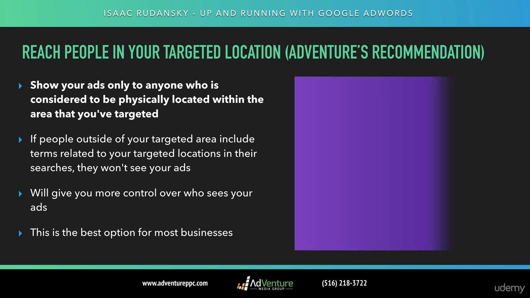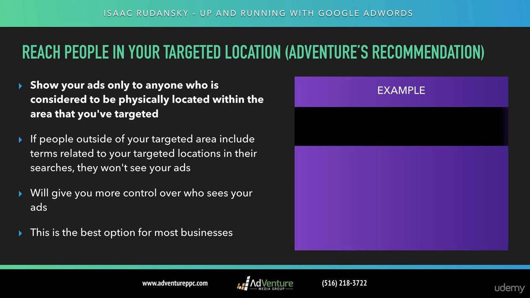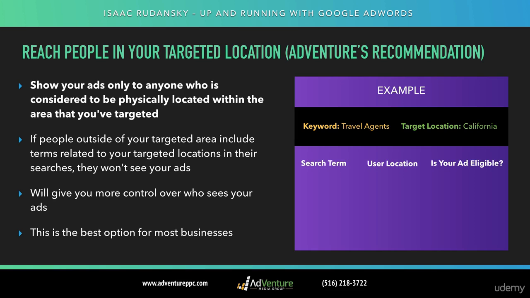So let's go through another example. So say we have a new keyword, right? Travel agents, and our target location now is California. Our keyword is travel agents, target location California. We have the same chart: search term, user location, and is our ad eligible to show?